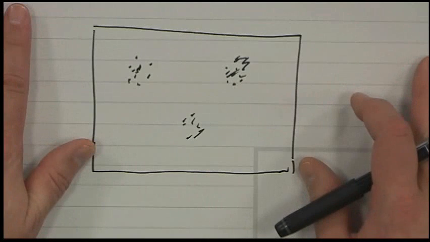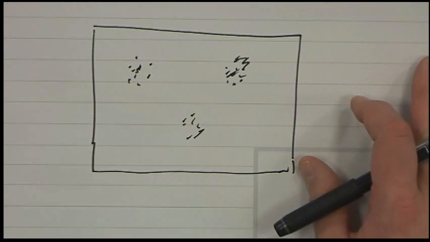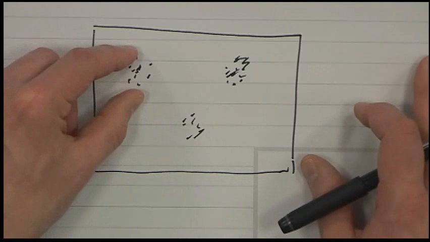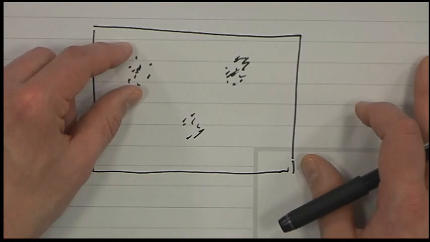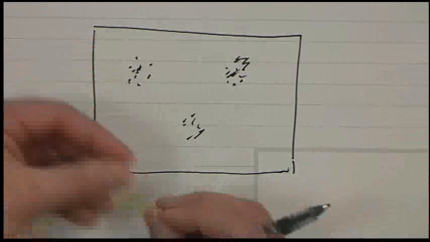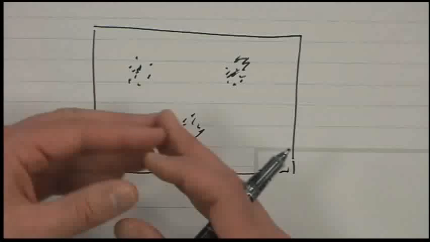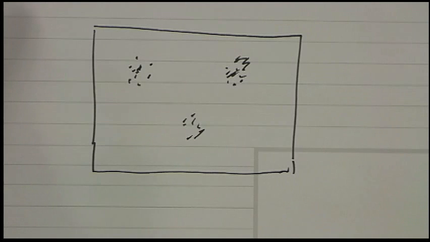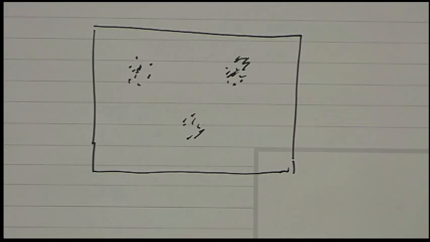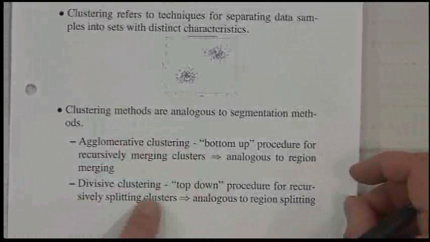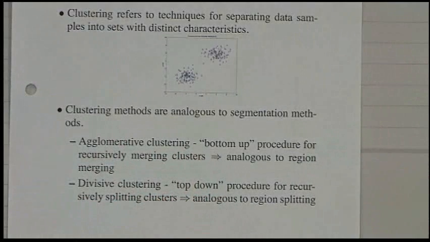There are 2 fundamental ways of doing clustering. And when you do clustering spatially, it's essentially segmentation. One is to cluster agglomeratively, which means to merge together things that are similar. And the other is to cluster divisively, which is to separate things apart that are dissimilar. So there's agglomerative clustering, which is bottom up, and there's divisive clustering, which is top down.